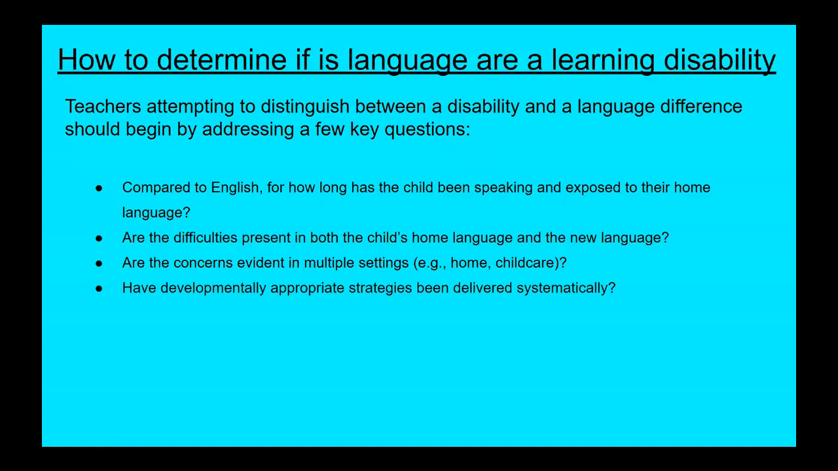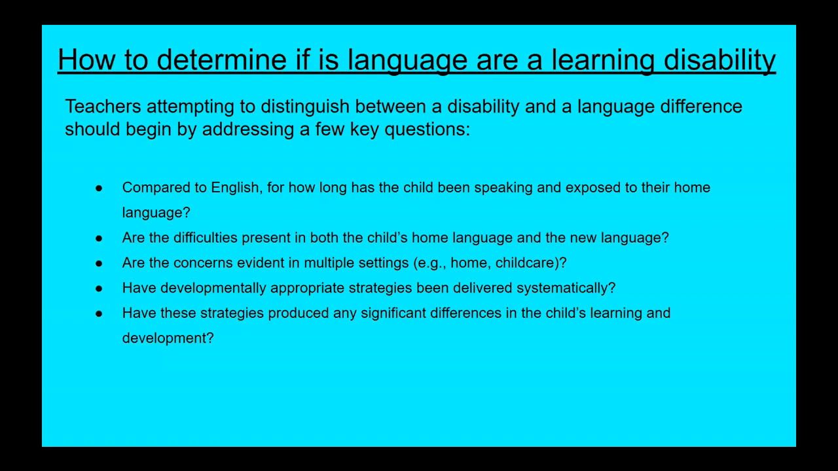Have developmentally appropriate strategies been delivered systematically? This is a problem for a lot of our students that come from outside the country, because many of those other countries don't have a systematic approach of helping determine if a child is on par with the rest of their peers. From birth all the way up to first grade, there are usually indicators that doctors and teachers look for, and not all countries have the same indicators that we look for. Not all of them are trained to be able to identify these indicators. So it's really hard to determine if these appropriate strategies are being met, especially if they were born outside the country.